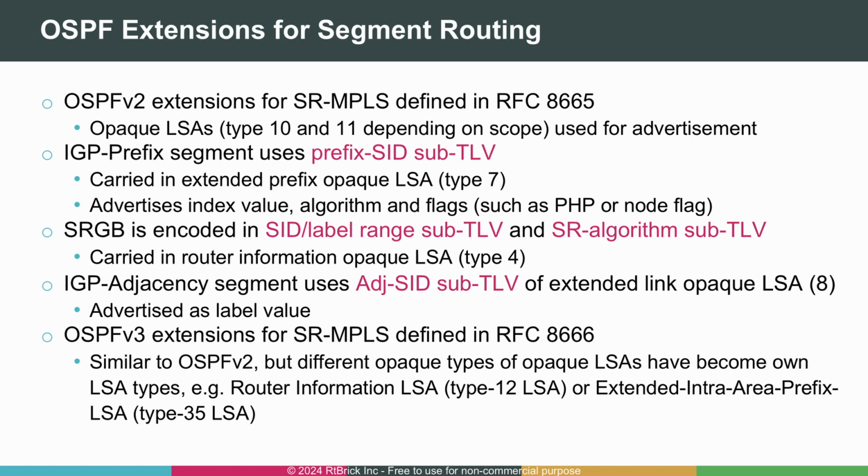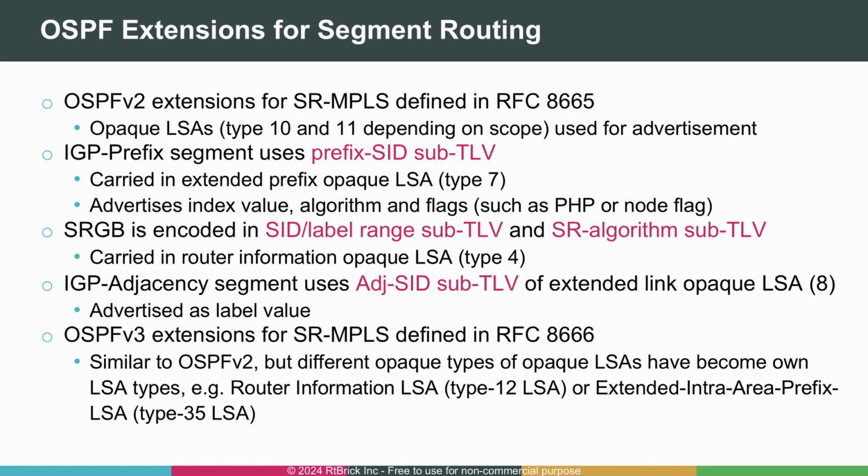For IGP prefix segments, OSPFv2 advertises an index value using the new prefix SID sub-TLV, carried within the extended prefix opaque LSA. The prefix SID sub-TLV encodes not only the index value but also the algorithm used and additional flags. Currently, RBFS supports only the shortest path algorithm. The flags indicate whether the SID represents a node or an Anycast prefix, as well as whether penultimate hop popping should be used.